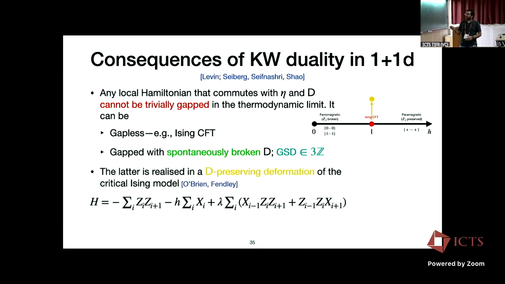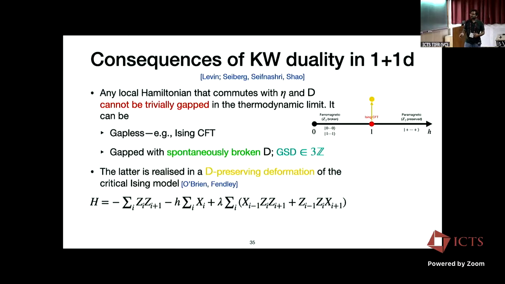So you might wonder if there is a nice Hamiltonian that realizes this latter possibility, and indeed there is. You can start with the Ising model at the critical point and deform it, where the deformation is given by this. And for large enough lambda, this model becomes gapped, and it has exactly 3 ground states. Basically, it's like the first order transition between the ferromagnet and paramagnet. So you get 2 states from here, one state from here, and they coexist there. That's the threefold degeneracy.